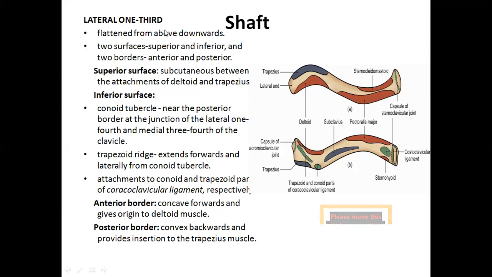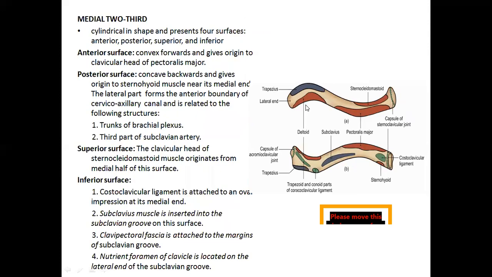When you talk about the lateral one-third, this is the anterior border, which is concave forwards. You can see the anterior border is concave forwards. It is giving origin to this muscle. What is the name of this muscle? Deltoid. And this is the posterior border, which is convex backwards. It provides insertion to the muscle trapezius.